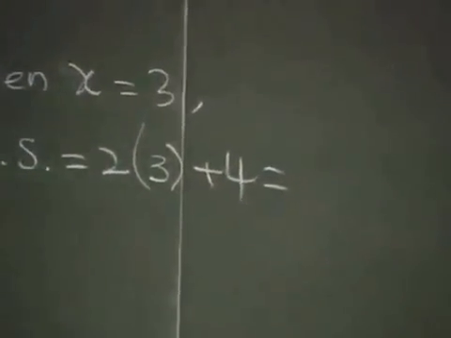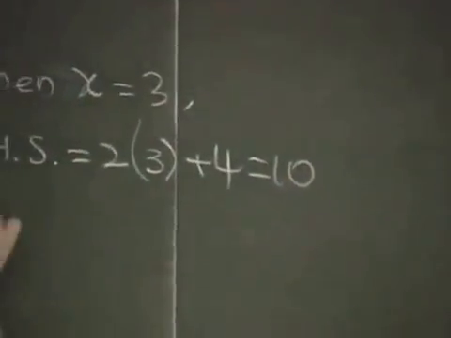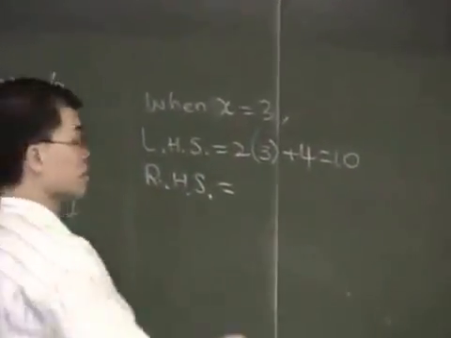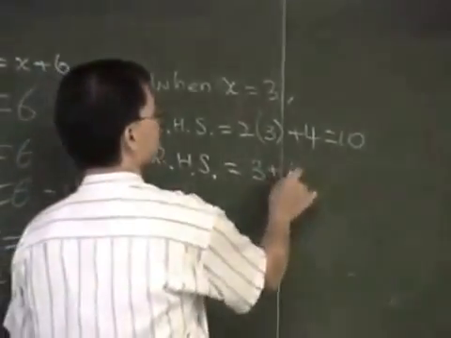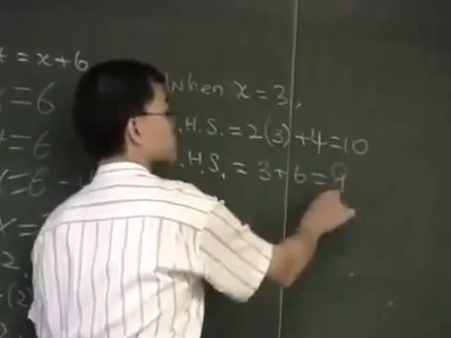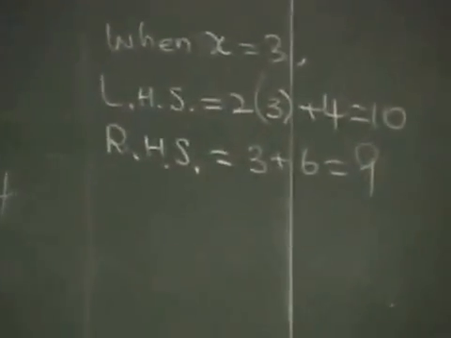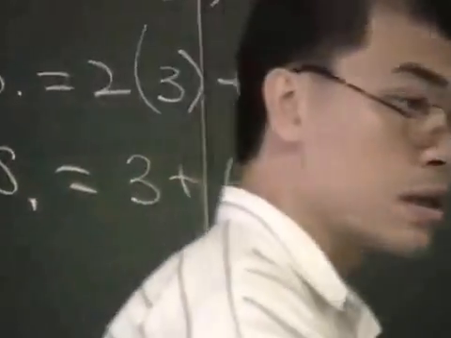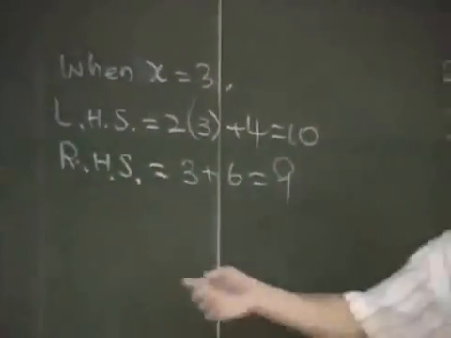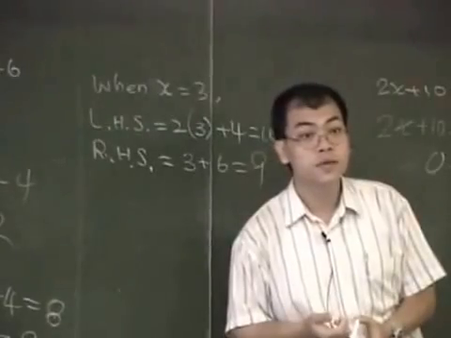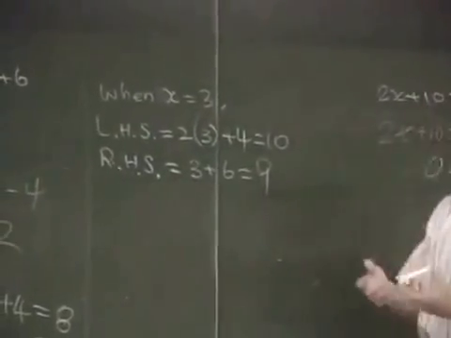What's the value for the left hand side? You'll find that it is 10. But for the right hand side, x plus 6 is 9. Alright? They are not equal. Therefore, we will not say that x equals 3 is a solution. The solution is x equals 2. Of course, you can test for the others.